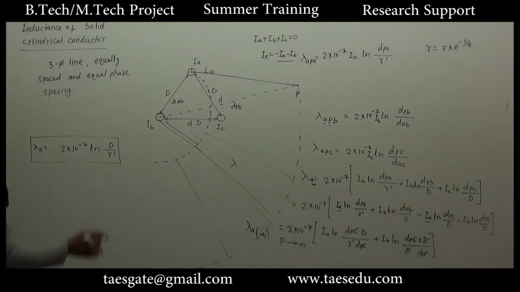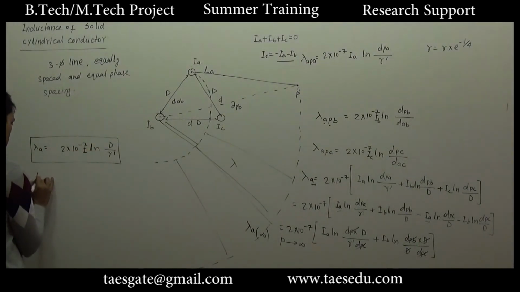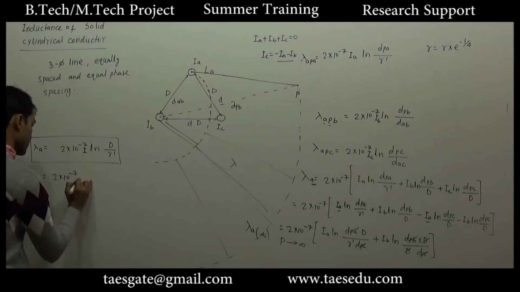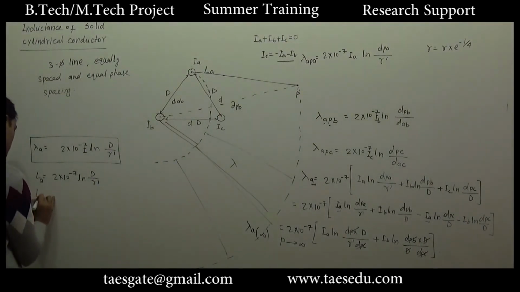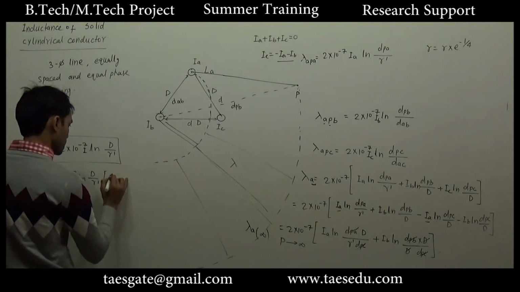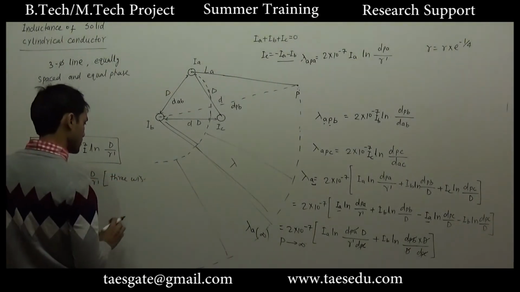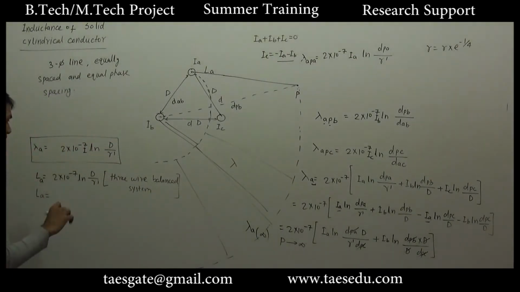Okay, so for two-wire system, this is lambda, and inductance will be just divided by current. So inductance will be 2 into 10 to power minus 7 ln D by R dash, and the same inductance we got when we calculated for two-wire system. This is for three-wire balanced system. Okay, and same result we got for two-wire system.